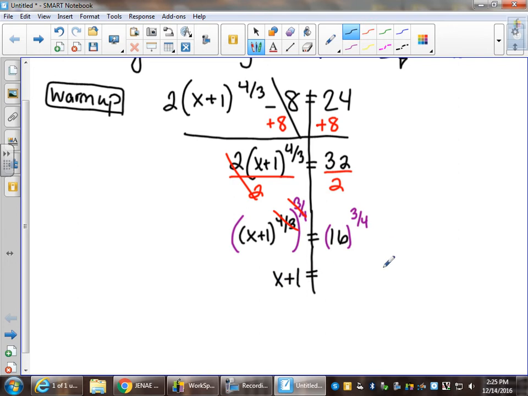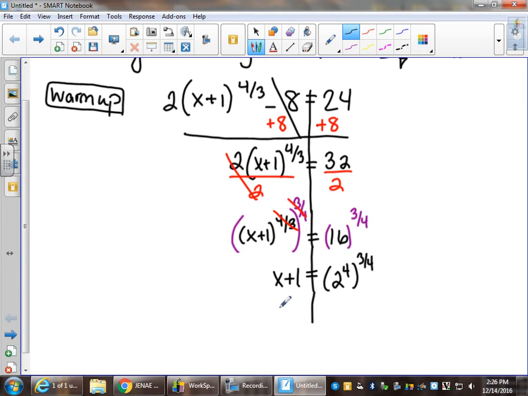Now starts our chart knowledge. So if you have not made flashcards, it is incredibly important that you do so. Because I know that you can write 16 as 4 squared, but I'm talking about a 4th root. So if it's possible to write this as something to the 4th, that's very useful to me. How do you write 16 as something to the 4th power? 2 to the 4th. So I can rewrite 16 as 2 to the 4th, and this is raised still to the 3/4 power.